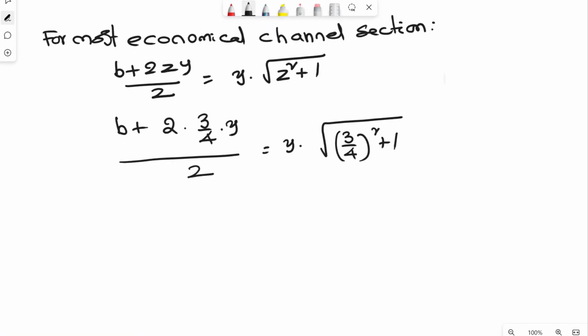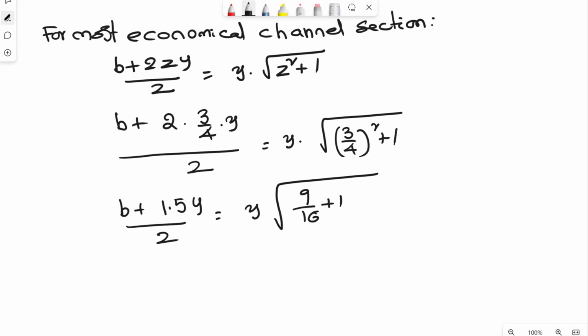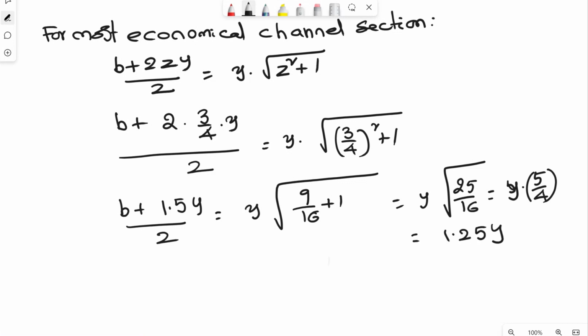So if I see, 2 will cancel. So B plus 1.5 y by 2 is equal to y into square root of 9 by 16 plus 1. That means it is equal to y into square root of 25 by 16. So it is equal to y into 5 by 4, which is equal to 1.25 y. So this is how I simplified.